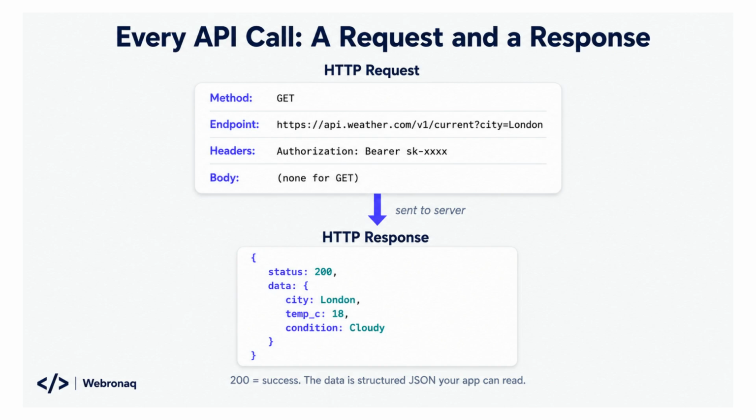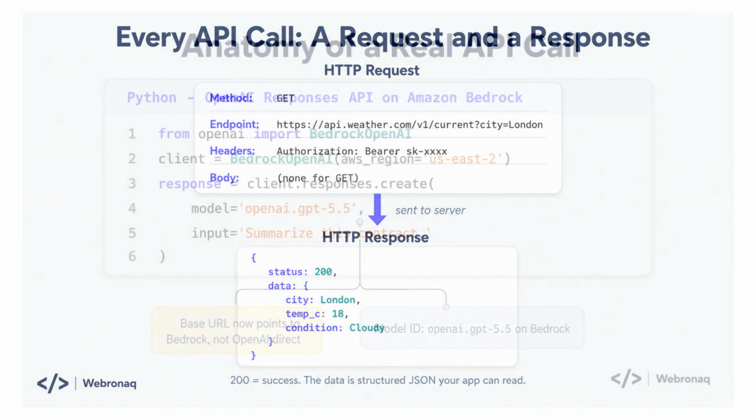The server receives all of that, does its work, and sends back a response. The response has a status code, where 200 means success, and a body containing your data, almost always formatted as JSON, a structured text format that any programming language can read. So your app gets back a clean package: city, temperature, condition. That is the full cycle. And next, let's look at a real API call you can run right now.